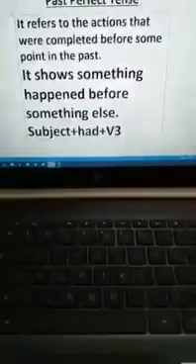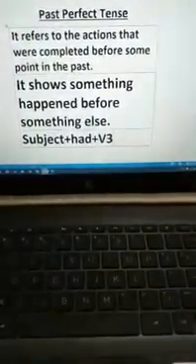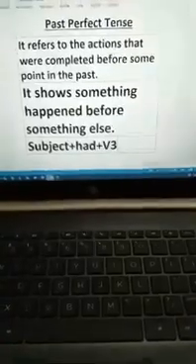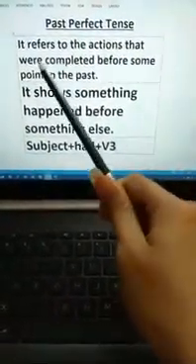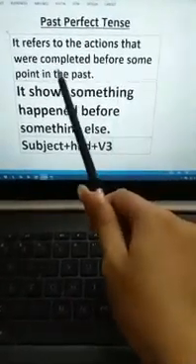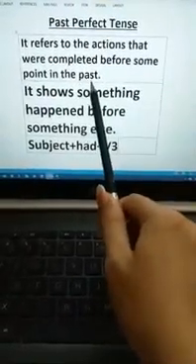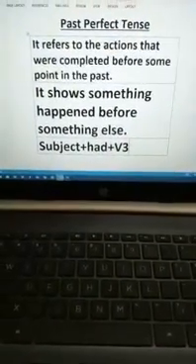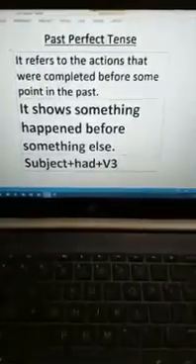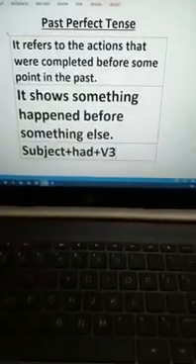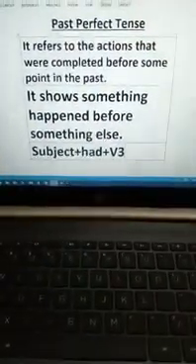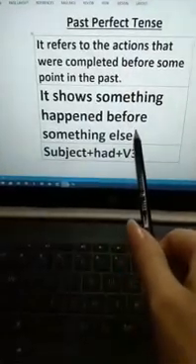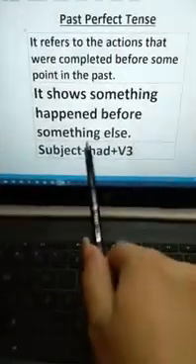We all know past is something that had happened, right? That is past. But what is a past perfect tense? Children, past perfect tense basically refers to actions that were completed before some point in the past, in which we have two actions, and one of the actions is completed earlier in the past. It shows something happened before something else. Two actions are both completed, but one is completed before the other.